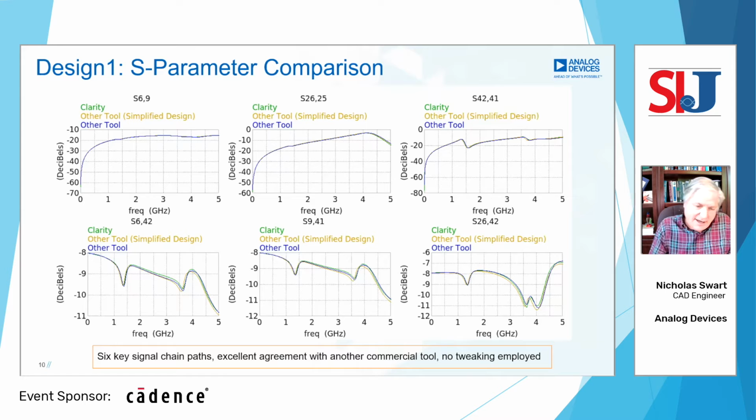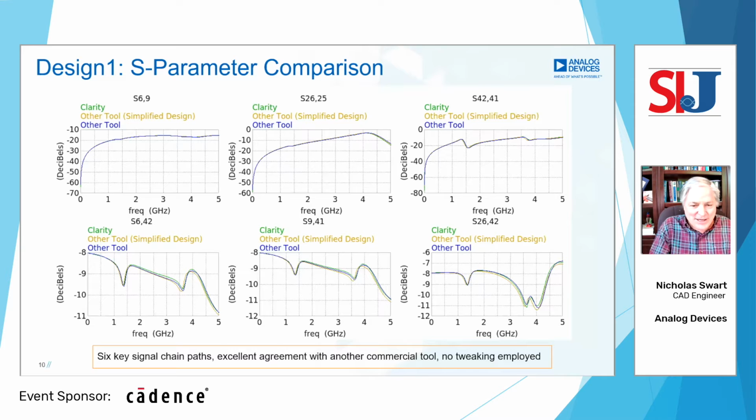And I have here on the slide, no tweaking employed. And what I mean by that is, often when you're doing a comparison between tools, you get good agreement once you start adjusting the dials on the one tool and adjusting the dials on the other tool. And when you get everything all lined up perfectly, then you get good agreement. That wasn't the case here. Right out of the box, Clarity gave us excellent agreement with this other tool that we trust. And in fact, we were so surprised by the agreement that we went and double checked our results just to make sure we hadn't made a mistake, which we haven't.